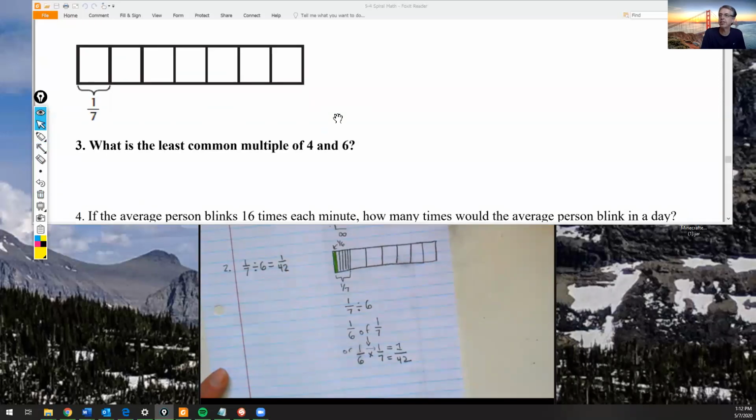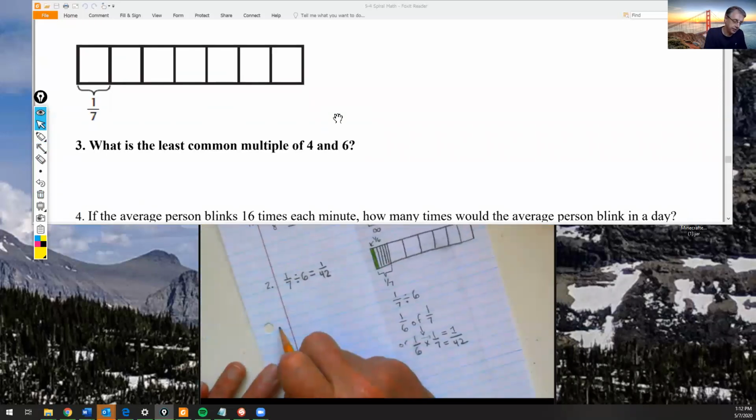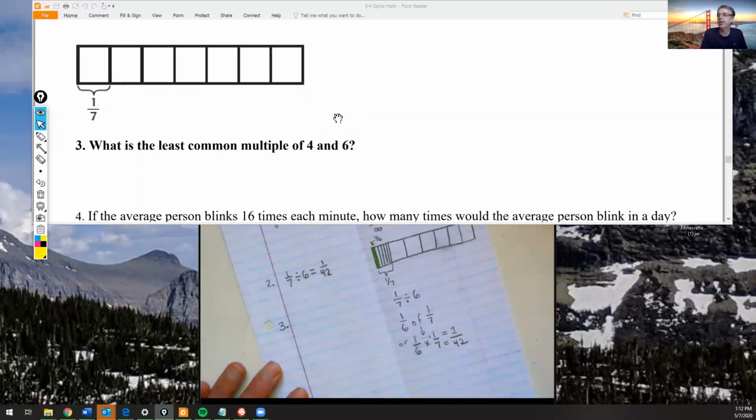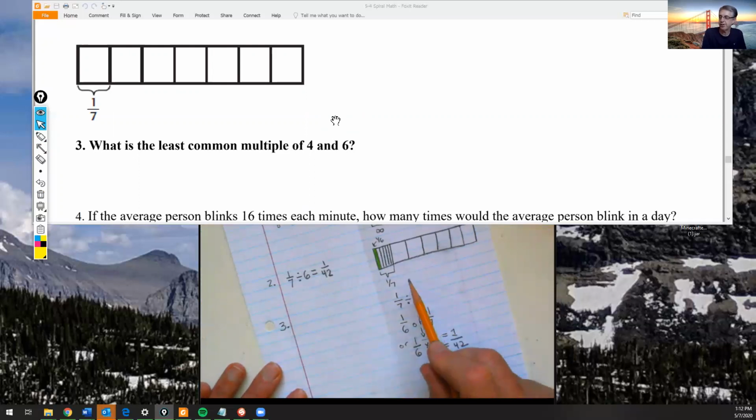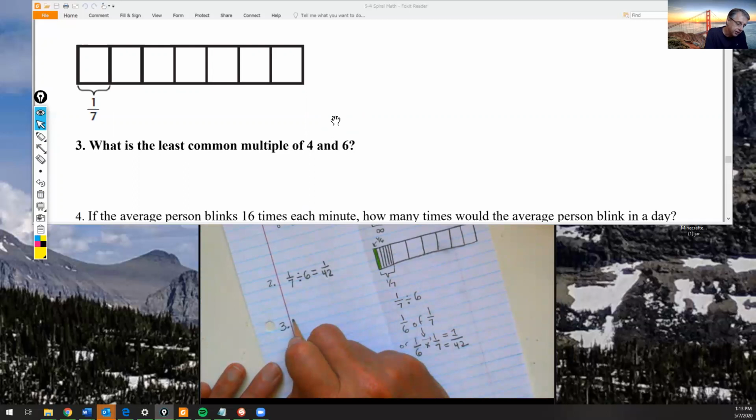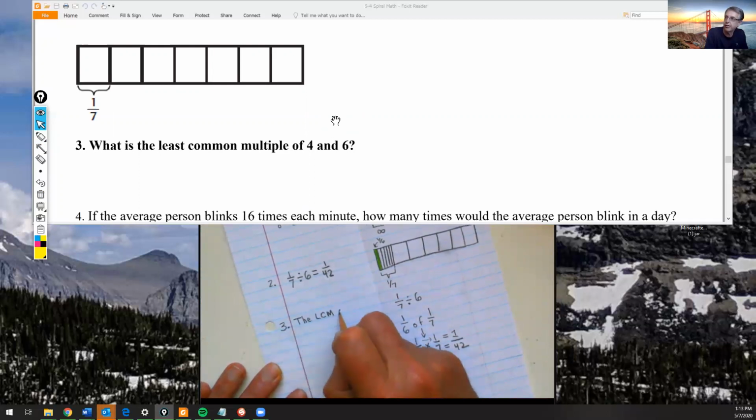Let's move on down here to number 3. Number 3 is asking, what is the least common multiple of 4 and 6? Because I used up some space here for number 2, I'm going to go ahead and just write my least common multiple work over on this side so I can save some paper. I'm going to do an answer sentence saying the LCM, which is least common multiple, of 4 and 6 is, and I'll leave it blank.